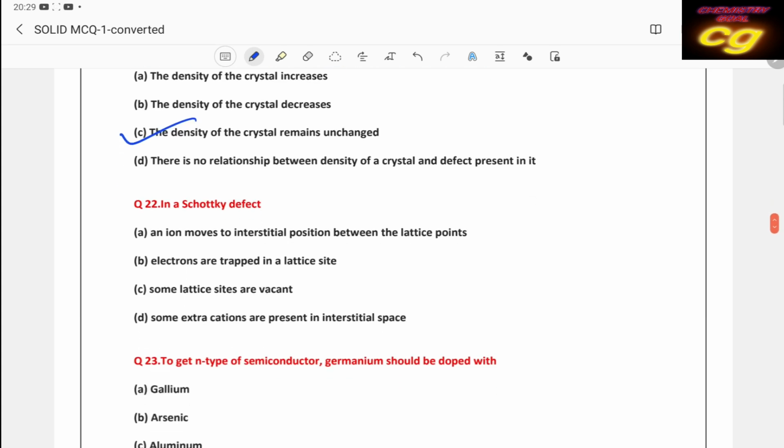In a Schottky defect, what happens? Ions move to an interstitial position between lattice points. Electrons are trapped in lattice point. Some lattice sites are vacant. Some extra atoms present in interstitial sites. No. So which is the correct answer? Some lattice sites are vacant, so this is the correct answer. Lattice sites are vacant because an equal number of cations and anions are missing from the lattice points.